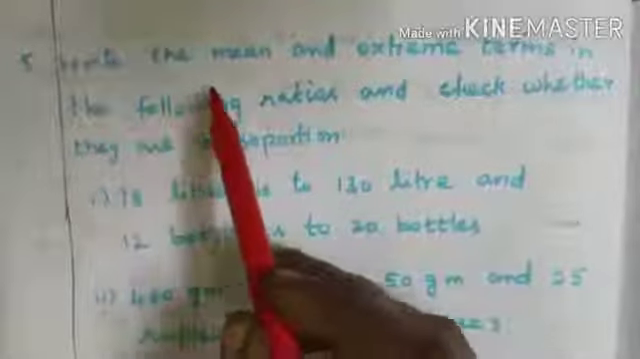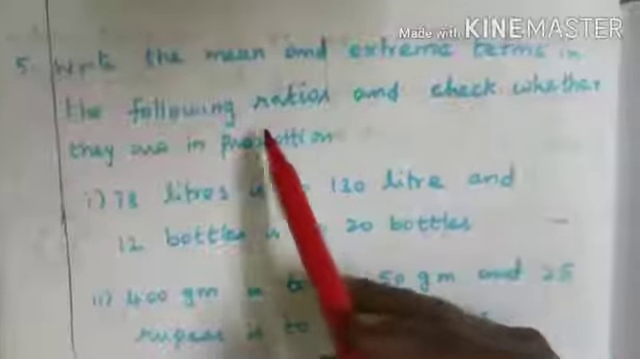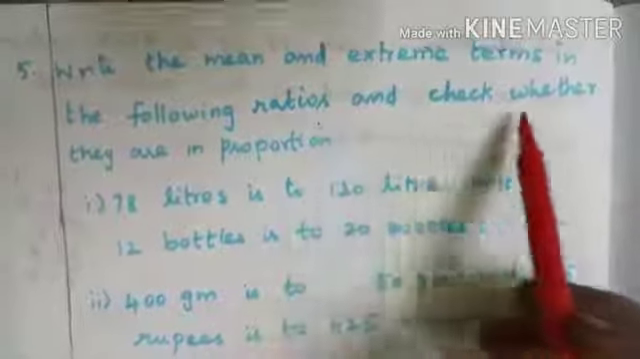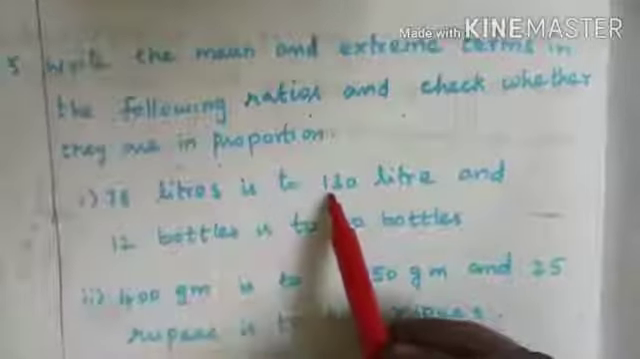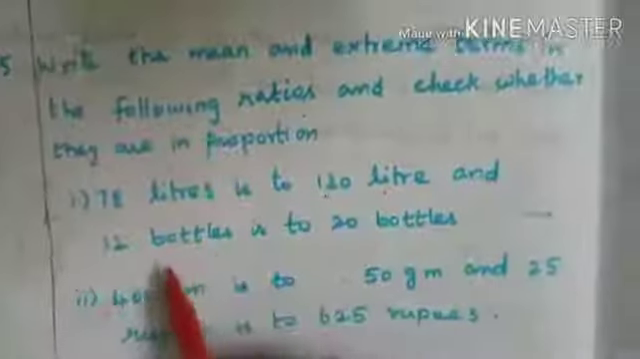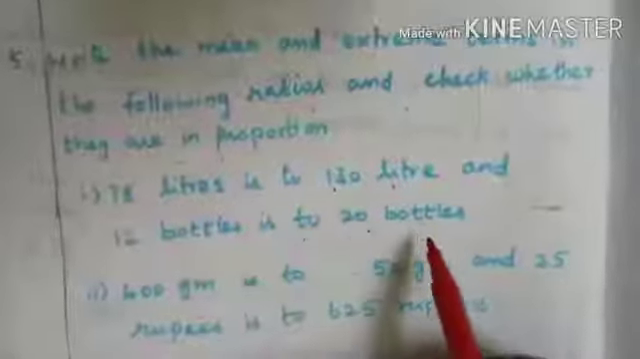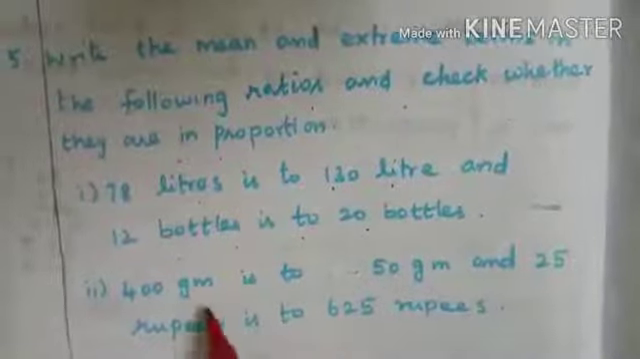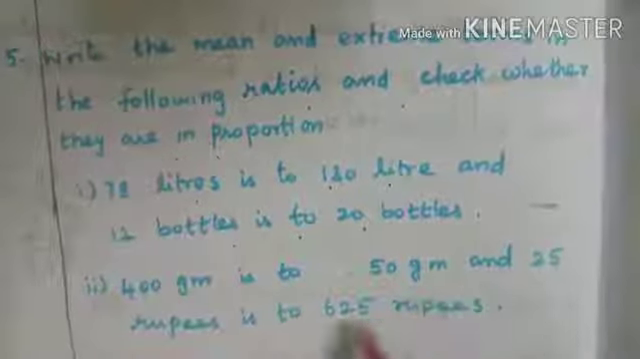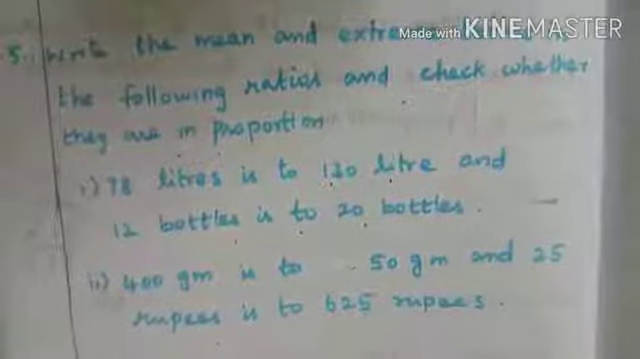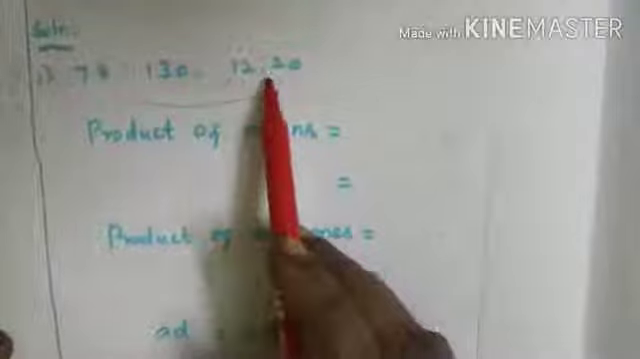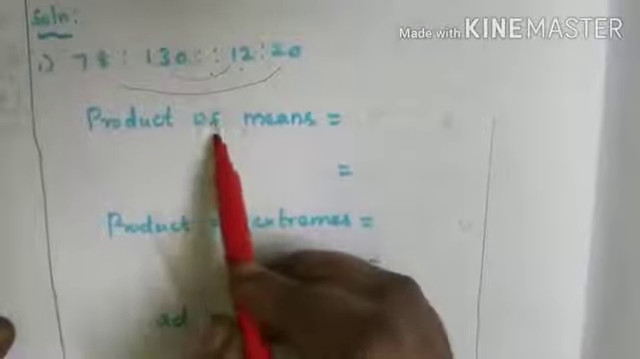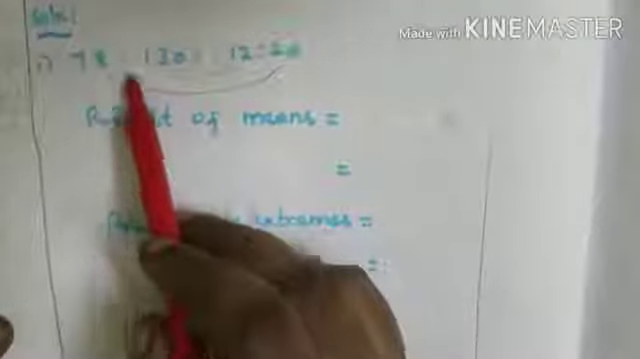Fifth question. Write the mean and extreme terms in the following ratios and check whether they are in proportion. 78 liters is to 130 liters and 12 bottles is to 20 bottles. The second question: 400 grams is to 50 grams and 25 rupees is to 625 rupees. Now 78 is to 130 and 12 is to 20. So here 130 and 12 are the means and the extremes are 78 and 20.